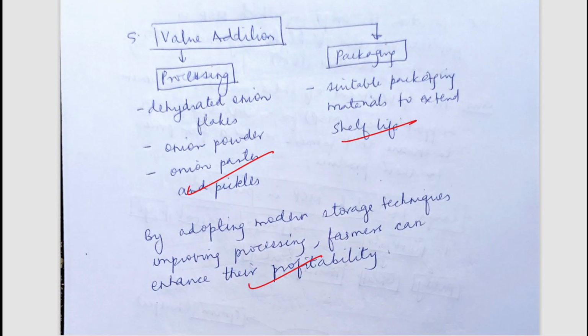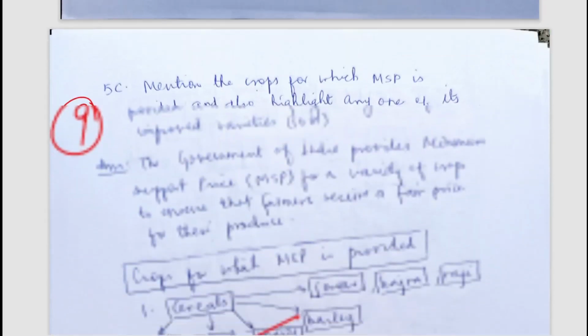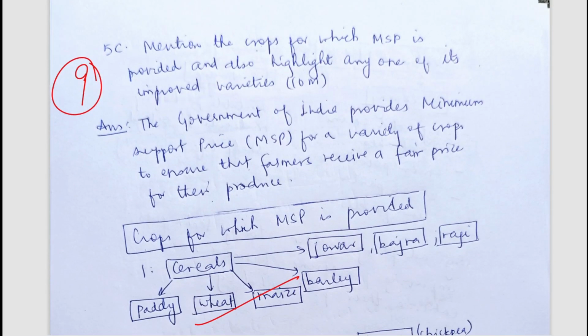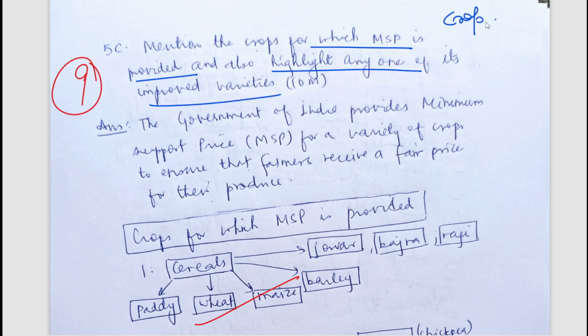Now let's move to the last question of this question paper, this answer. So the last question is, mention the crops for which MSP is provided and also highlight any one of its improved varieties. So here the question is asking to highlight the crops for which MSP is provided. Suppose the crop is paddy, and also highlight one of its varieties, either Jaya, Ratna, anything. Okay, so this is how the question was asking.